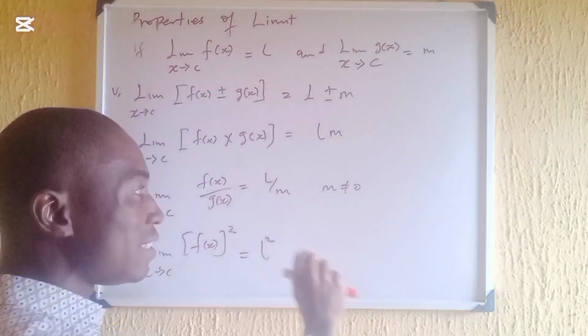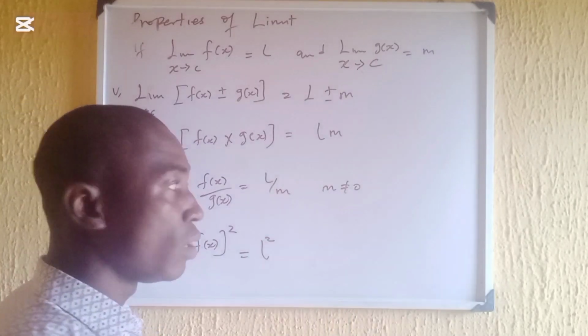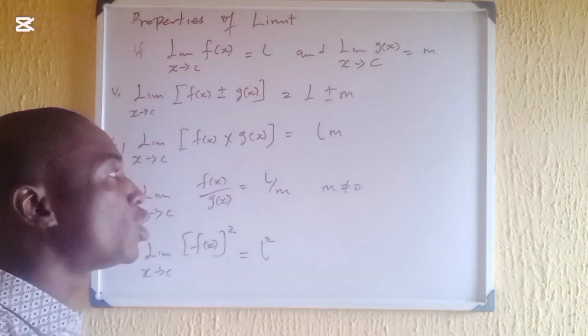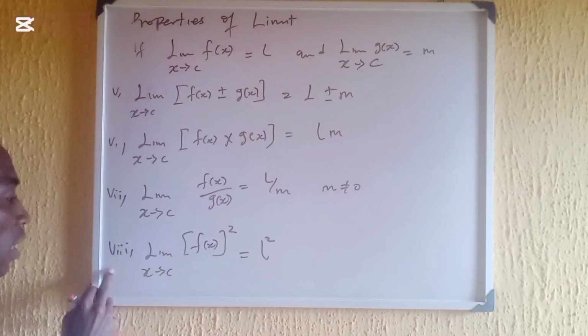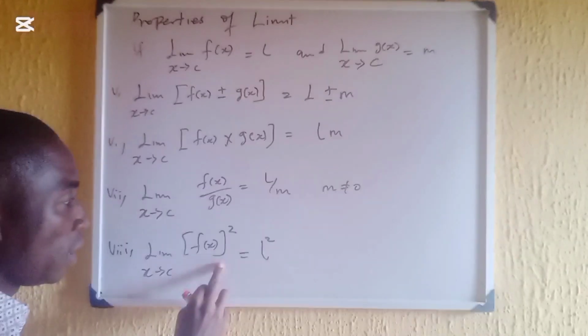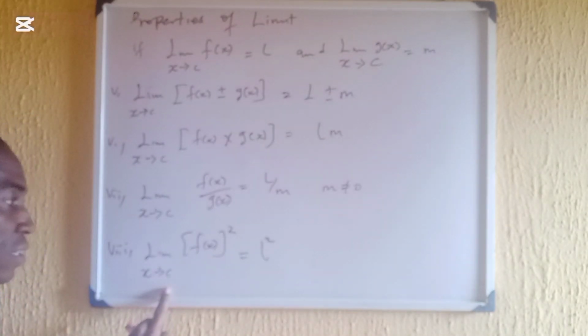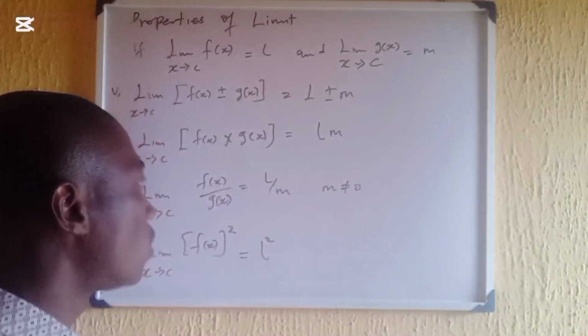That is if m is not equal to 0. Else, your answer is undefined. That means you have to use another method to find the limit. And the eighth one, the limit of f of x squared, that means f of x times f of x, as x approaches c is equal to L squared.